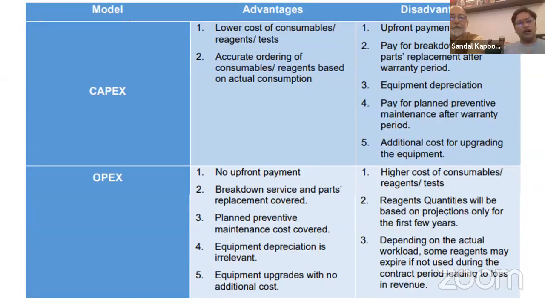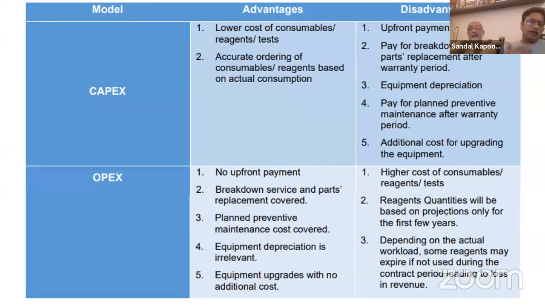Whereas when I am leasing the equipment, it is an operating cost, so I don't have to pay anything upfront. That is an advantage. Then breakdown, service parts and replacements are all covered because I am not owning that equipment, I am just leasing it. Planned preventive maintenance costs are also covered. Equipment depreciation is irrelevant because I am not owning the equipment. Equipment upgrades come at no additional cost because I'll just remove that equipment and lease the latest one. So the newer technology, the newer equipment, the newer modalities can all be taken.